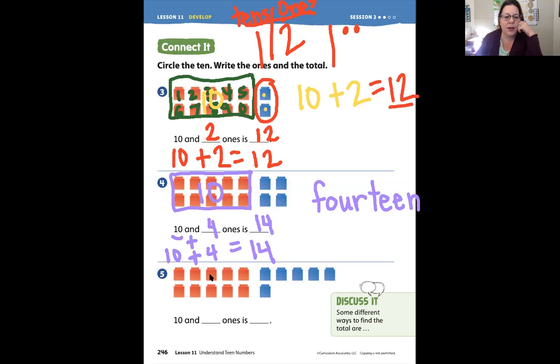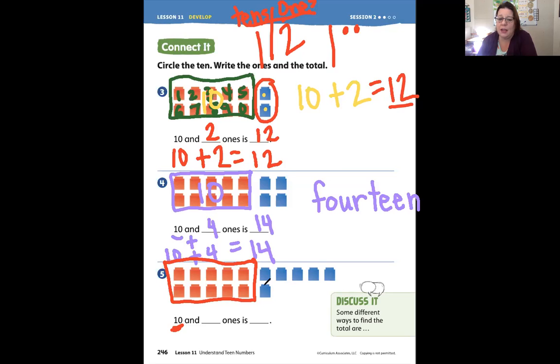Great job. All right, I'm going to move those out of the way so we can annotate on the bottom. Problem number 5 says, 10 and blank ones is blank. So I'm going to put a box around 10, right? So here's one group of 10. That's what I have right here, right? I don't have 10 tens because 10 tens would be 100. So 110, and I don't have to count that one either.